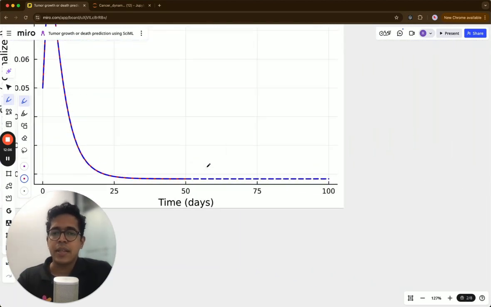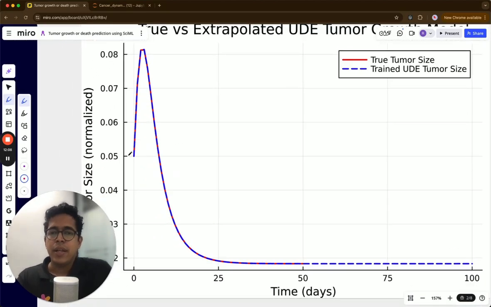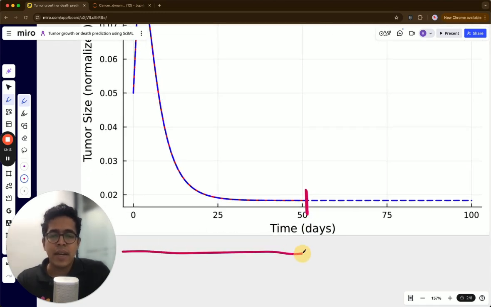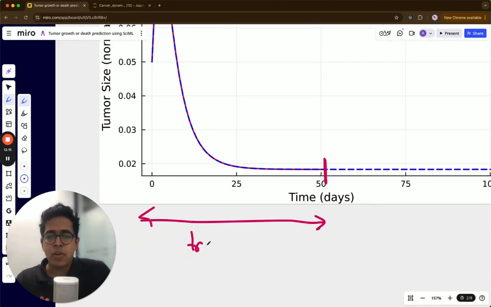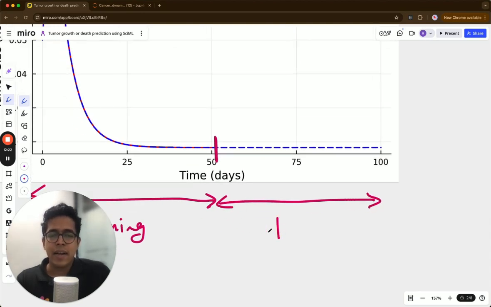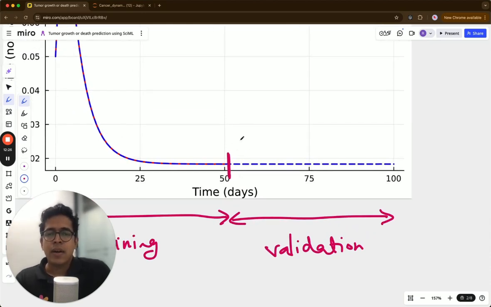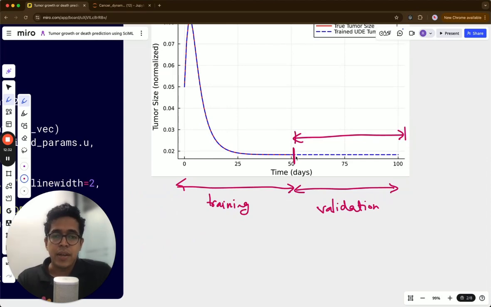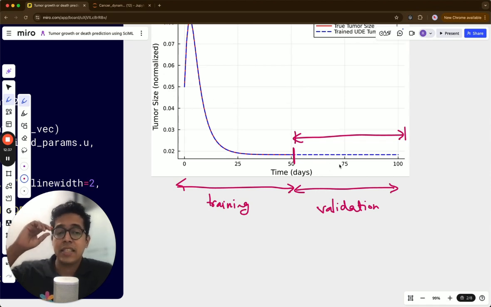That is what you see here. If the UDE is making a prediction till this point, till 50, the UDE is making predictions on trained data. This was part of training. Now, in machine learning, you will hear something like testing or validation. This is like validation, because your actual ground truth from 50 to 100 days was never exposed to the neural network. Here, the neural network is making a forecast based on what it has found so far.